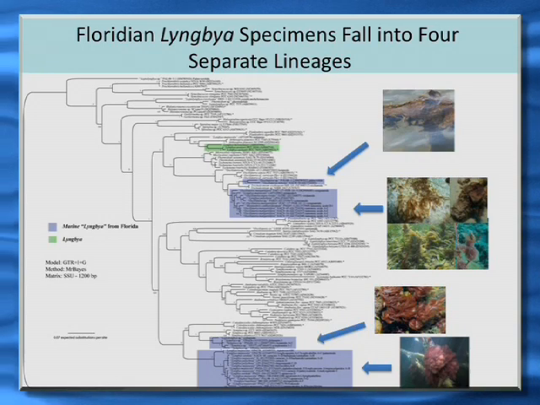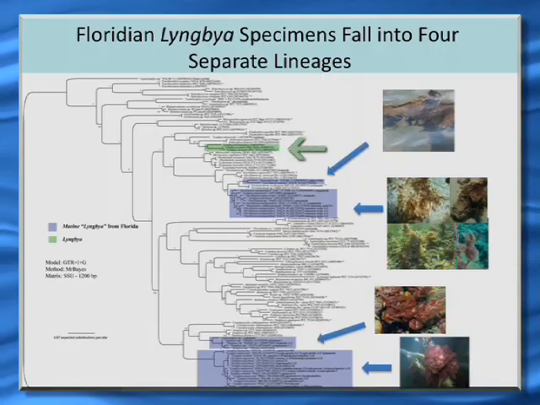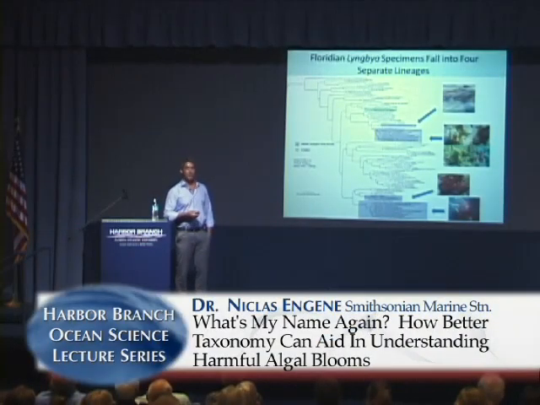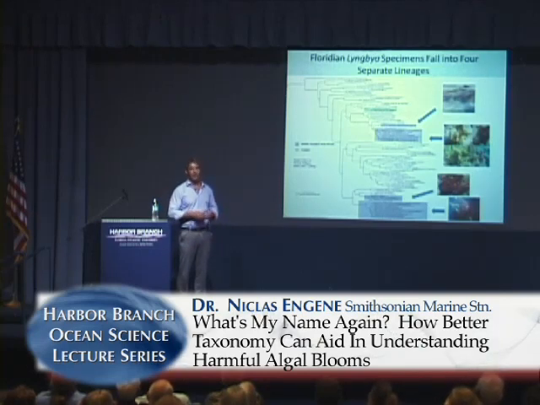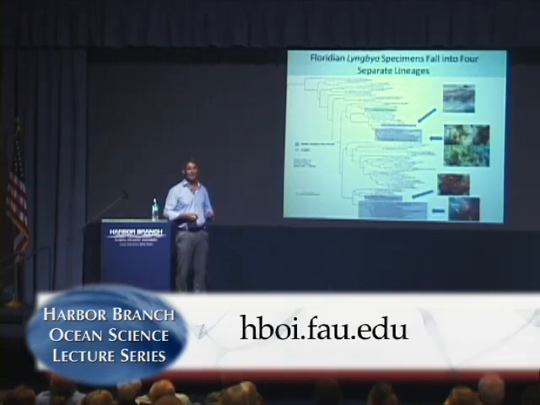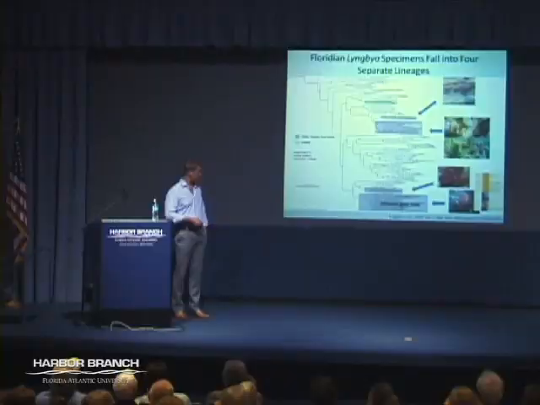And in this phylogenetic tree, I've also highlighted the real Lyngbya in green here. So this means that none of these, in fact, are Lyngbya. They look like Lyngbya, they've been incorrectly called Lyngbya, but they are different groups. So what we're trying to do now is characterize these different groups, describe them, and provide them with names, so we can identify them and predict what secondary metabolites they produce.